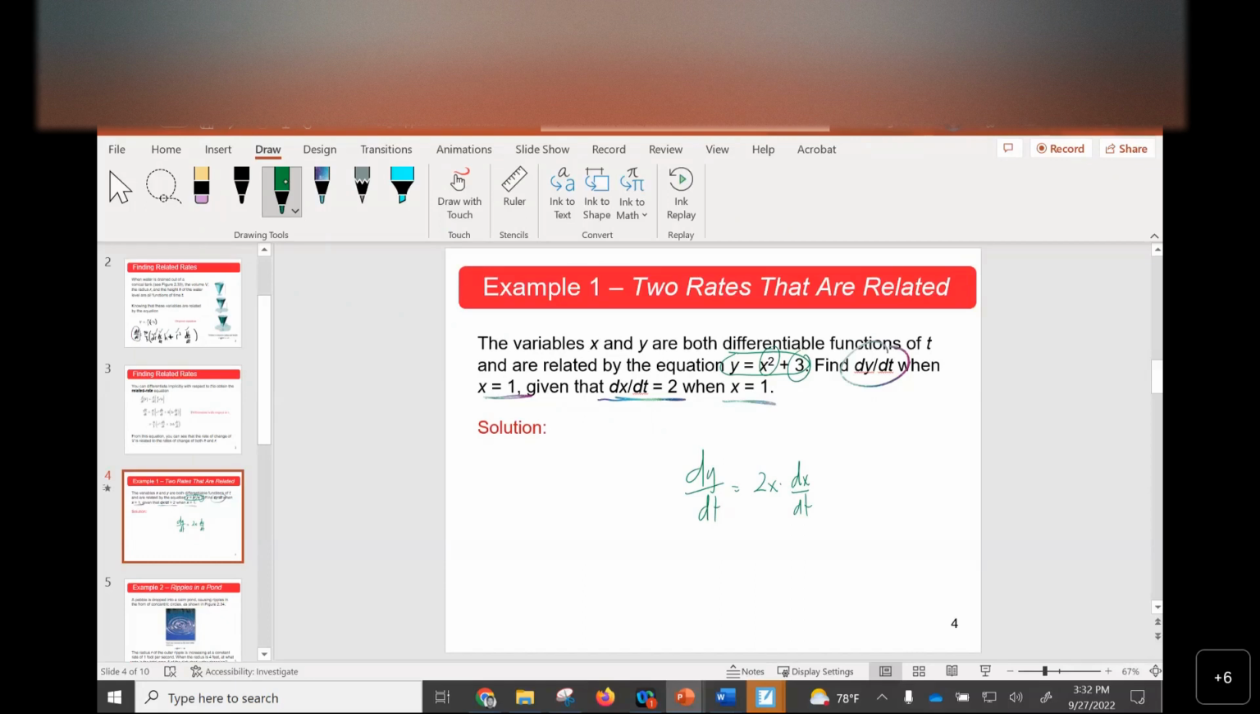So now we can answer the question, right? Now they're asking us to find dy/dt. And you should have enough information to figure it out, okay? And in this case, it's when x is 1 and when dx/dt is 2.